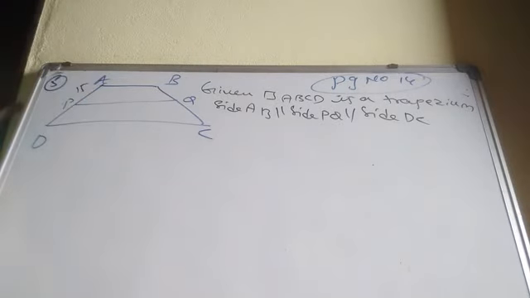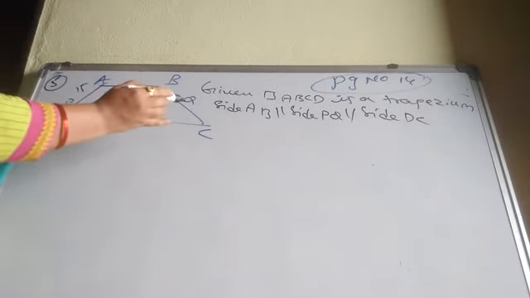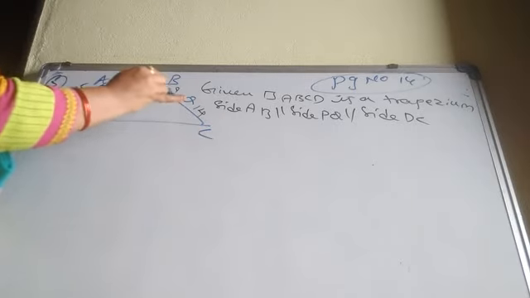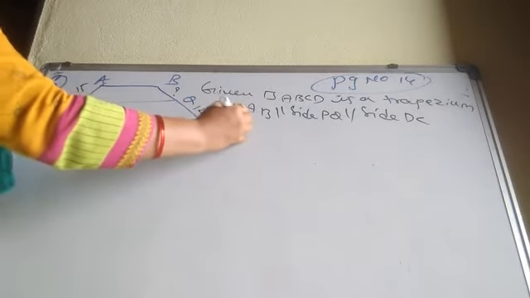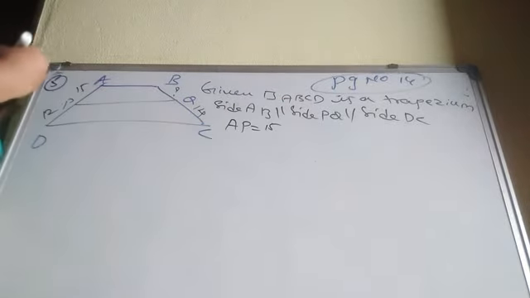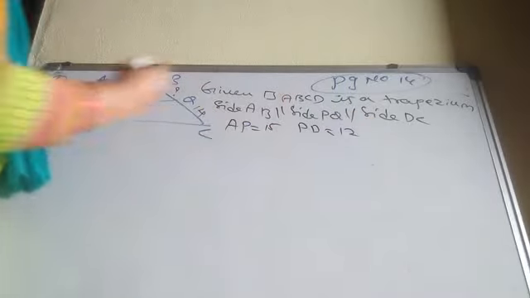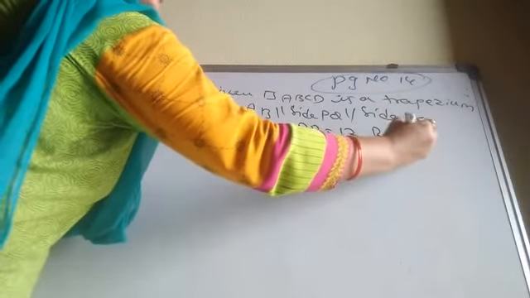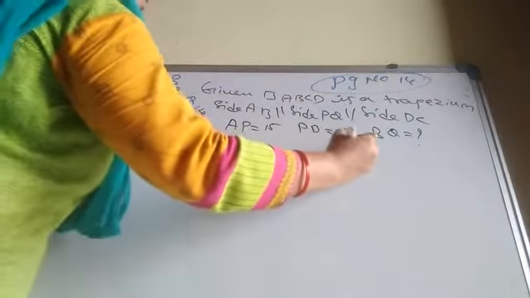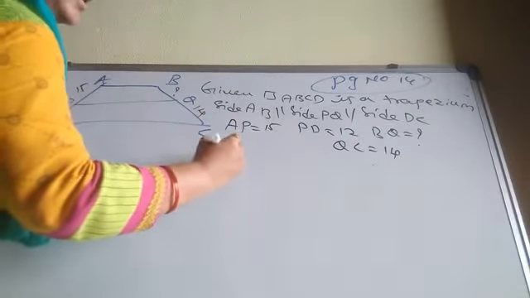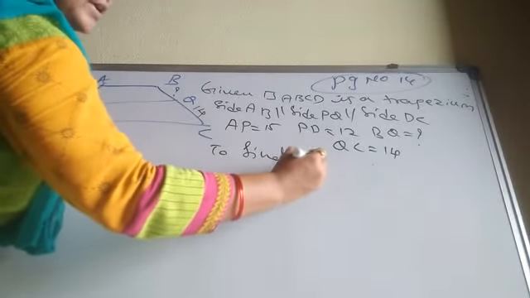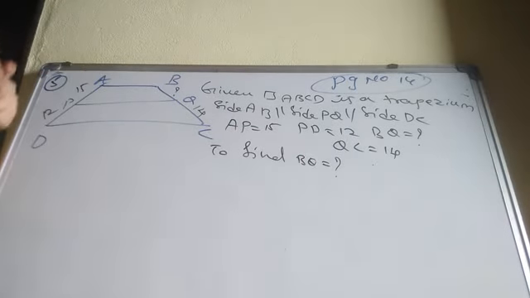Here he has given the values. AP equal to 15, PD equal to 12, QC equal to 14. Find BQ. AP equal to 15. PD equal to 12. BQ equal to question mark. QC equal to 14. Here we need to find BQ.